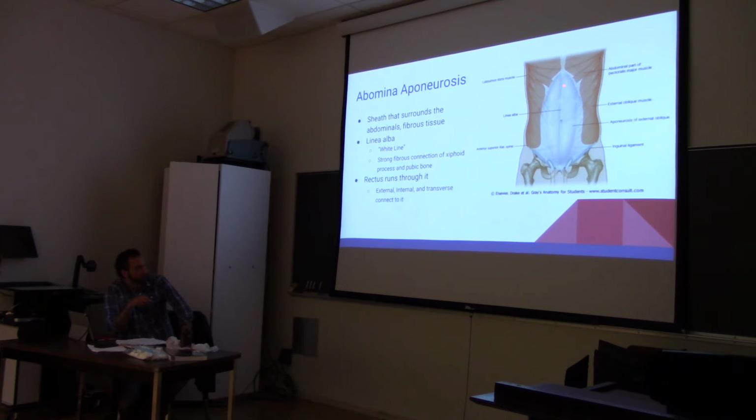So if you want to have a six-pack, that's what you have to have showing, right? It's a strong fibrous connection that connects the xiphoid process to the pubic bone. So it goes from down here to up here. Because without that, we wouldn't be able to do this. Because we have to have something that connects to pull it down.